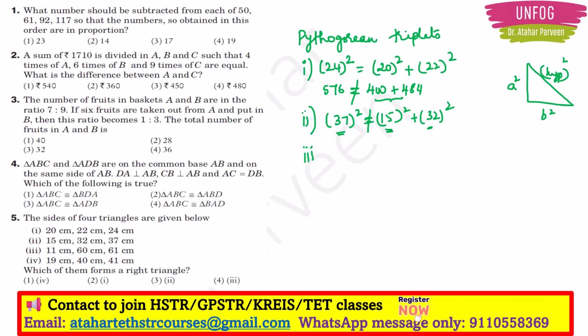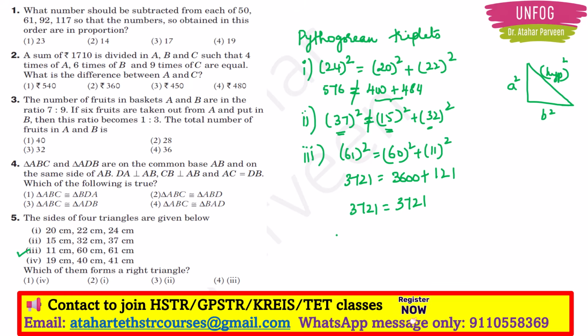Then go for option 3. The bigger number is 61 whole square, so this is equal to 60 square plus 11 square. So for this chances are there. If you calculate, you will get 3721. So here you will get 3600, plus here you should get 121. Yes, 3721 is equal to 3721. So option 3 will form a right angled triangle. Option 4 is your assignment. Check whether this is forming a right angled triangle or not.